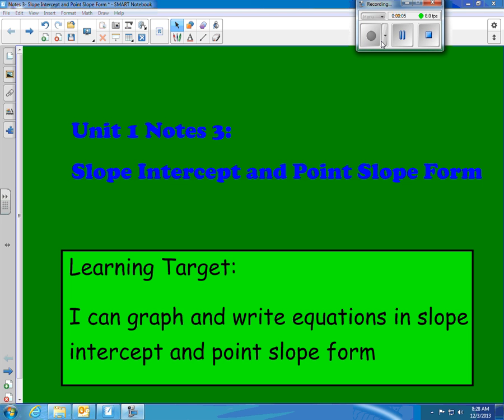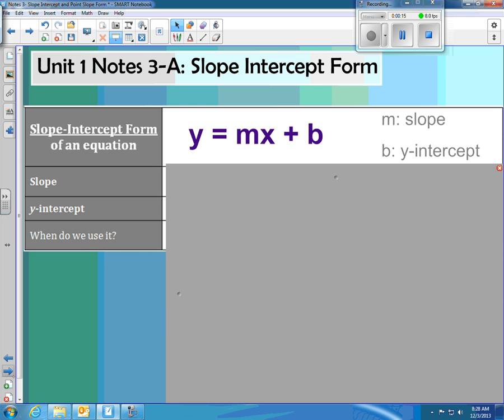We're going to be covering Notes 3 today for Unit 1, which is on slope-intercept and point-slope form. So our learning target today is I can graph and write equations in slope-intercept and point-slope form. Let's get started with looking at slope-intercept form.